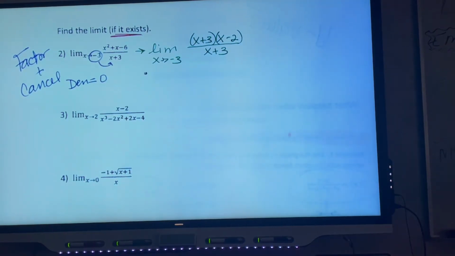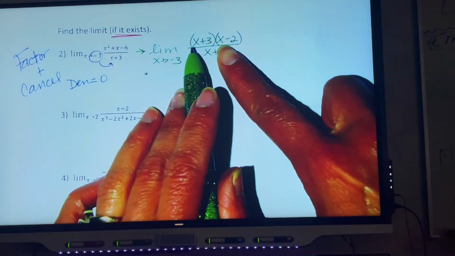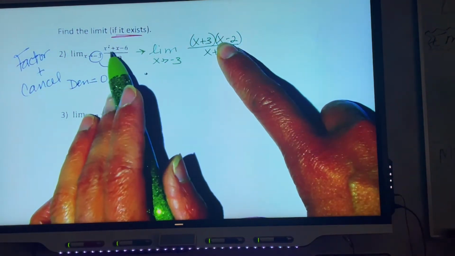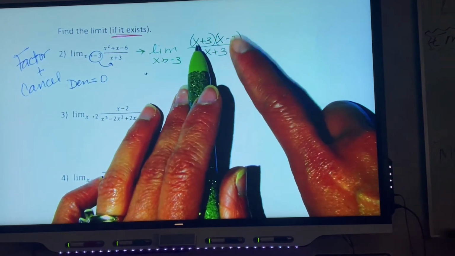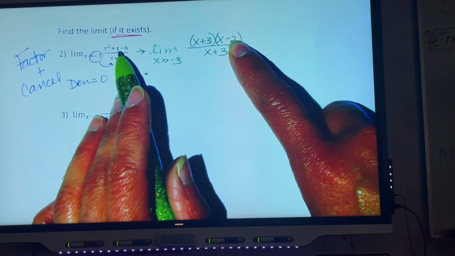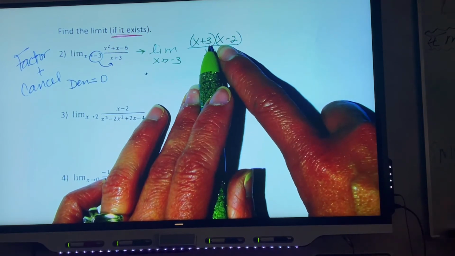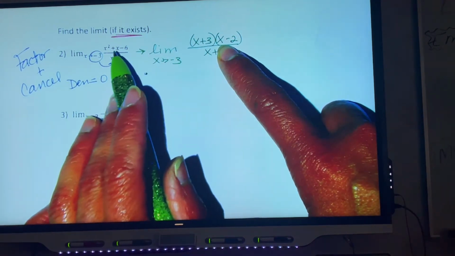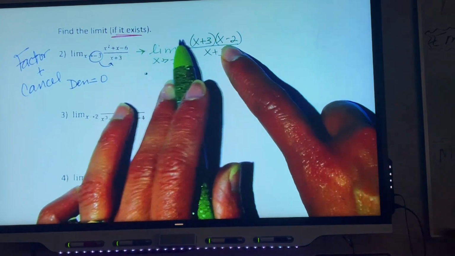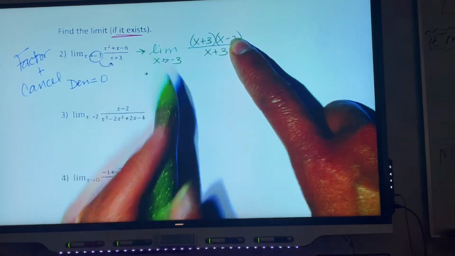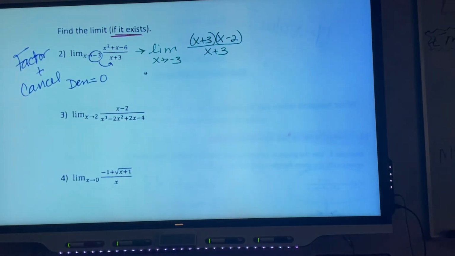Now let's check it and make sure it really works. And we'll just do it in our heads. X times x is x squared. X times negative 2 would give us a negative 2x. 3 times x is a positive 3x. 3x minus 2x will give us that 1x, so that worked. And then 3 times negative 2 is that negative 6. So it works. We're good. So that means we can proceed.